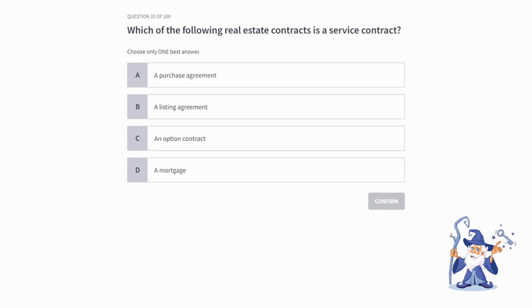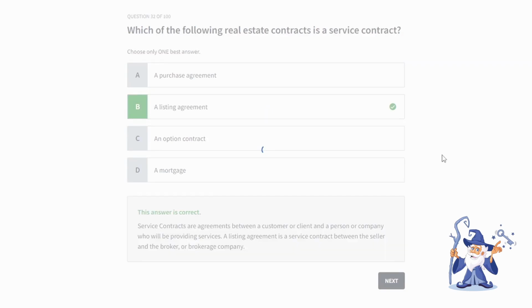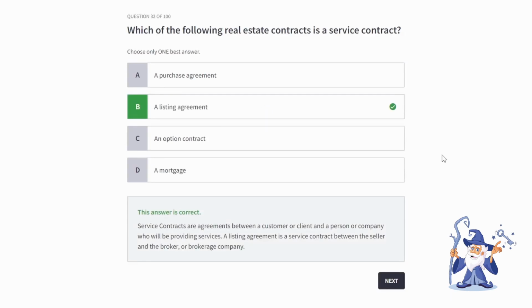Okay, so what is the correct answer for 32? Well, it's going to be a listing agreement. Which of the following real estate contracts is a service contract? The answer is B, a listing agreement. Service contracts are agreements between a customer or client and a person or a company who will be providing services. A listing agreement is a service contract between the seller and the broker or the brokerage company.